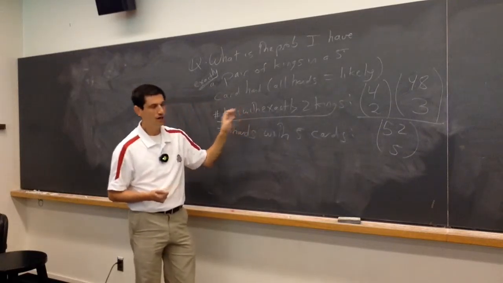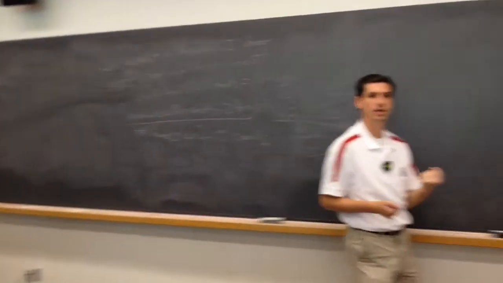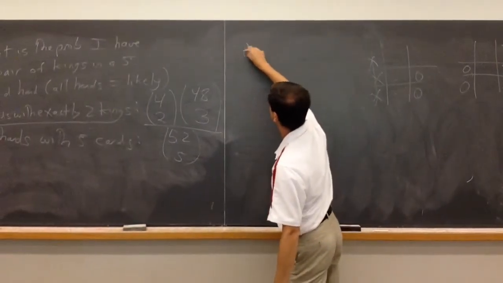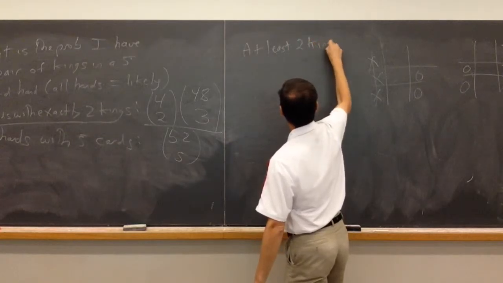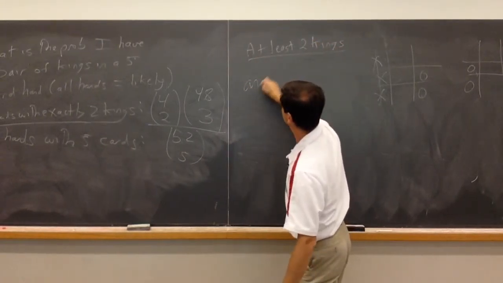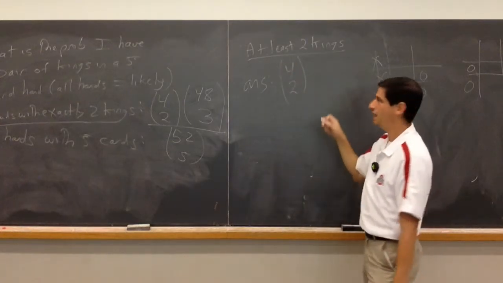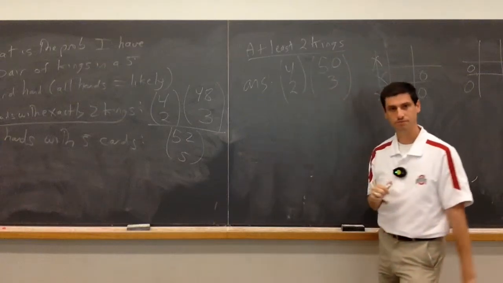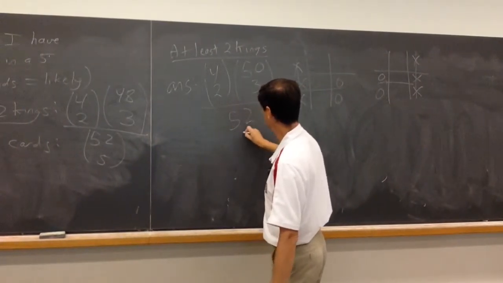Okay. Let's say now I want to calculate the probability I have at least 2 kings. How would we do that? Is the answer, first I choose 2 kings, and now the remaining cards, well, it's okay if I choose more kings. And then I divide by 52 choose 5.